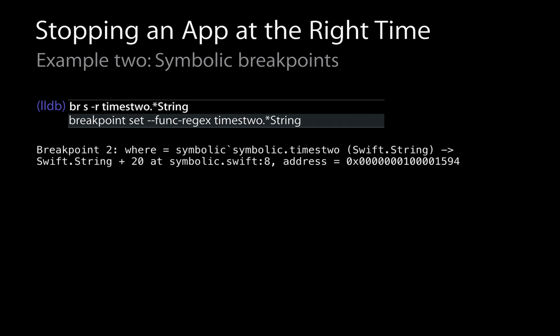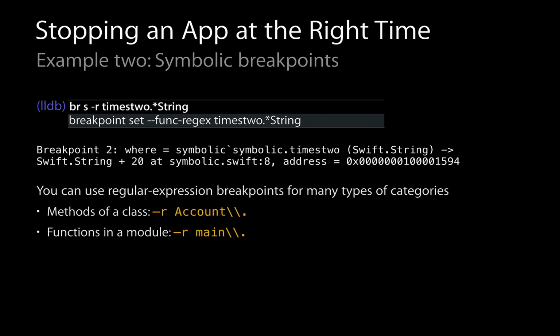When you set this breakpoint, you say, I want to stop at times2, followed by any sequence of characters, as long as there's the word string in there. So now you've set a breakpoint specifically at the version of times2 that handles Swift.String. All right, well, we've got regular expression breakpoints. That's really cool. What else can we do?